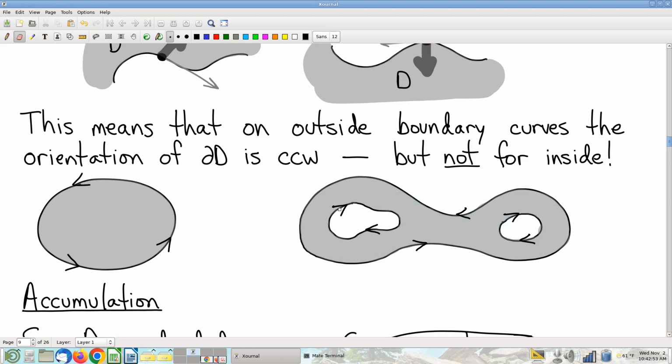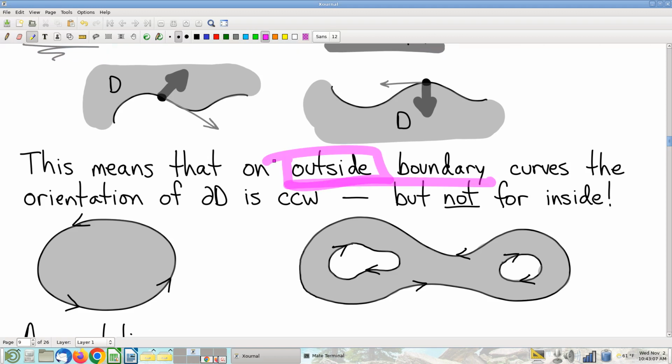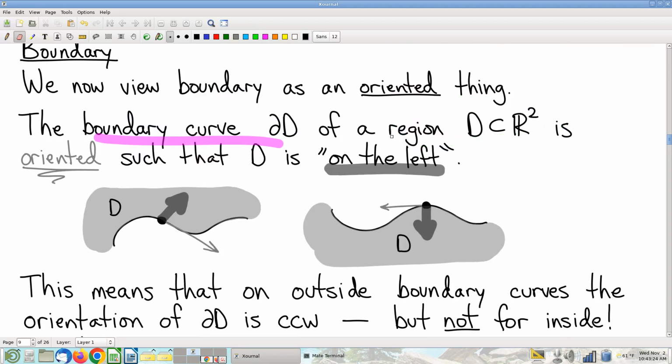Okay, so if you want to, for your own personal convenience, have a simplification that says, as long as you're going along the outside part of the boundary, then it's always counterclockwise. Yeah, that's fine. But that is an important asterisk right there. Okay, so there's a convention. And I remind you, going forward, this word boundary, henceforth, always means oriented. And it always means oriented this way.